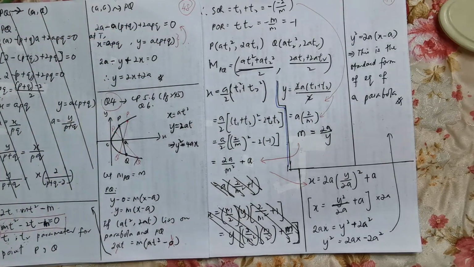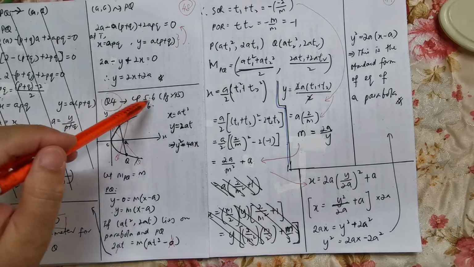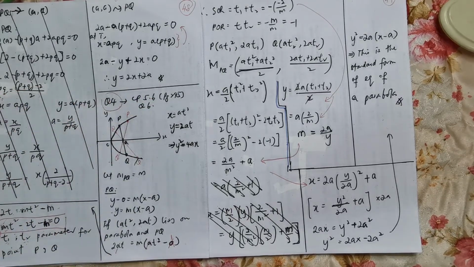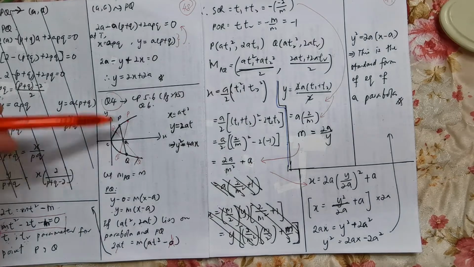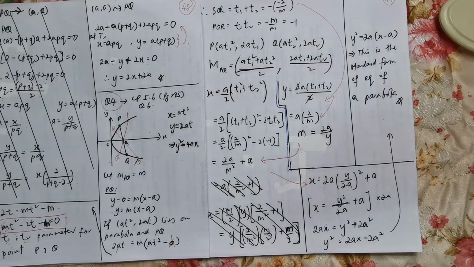Okay, so question 4 and question 6 in checkpoint 5.6 are similar questions. So just now that one, I used the longer method with PQ. Now this one is another way we can do it.